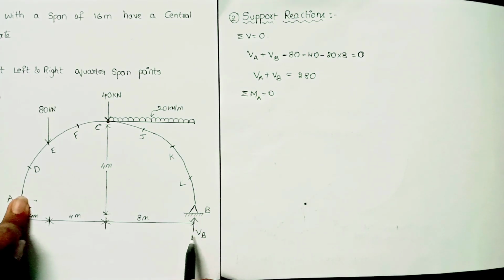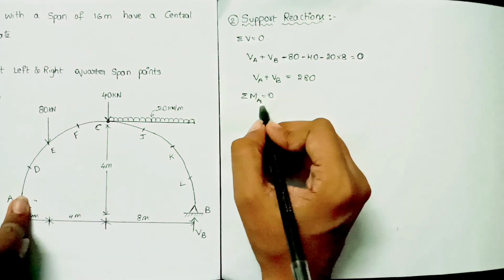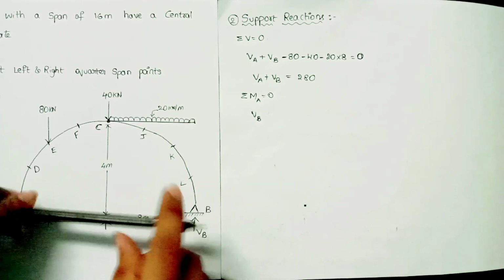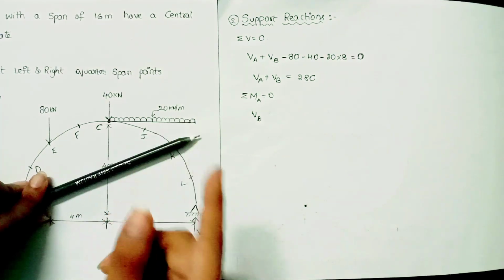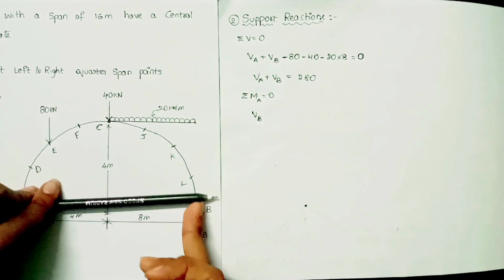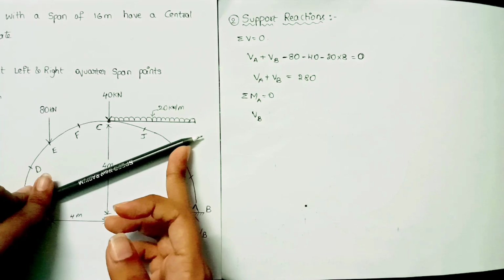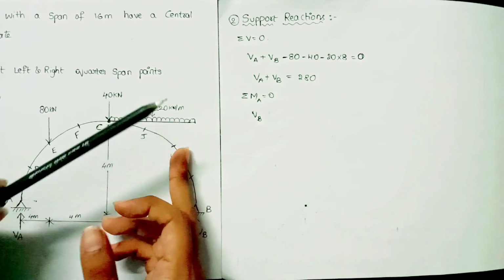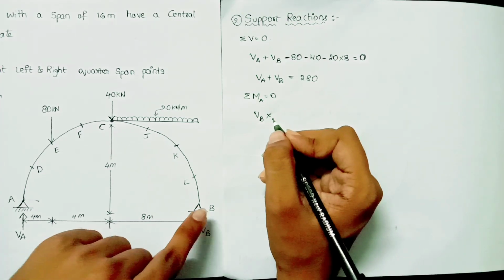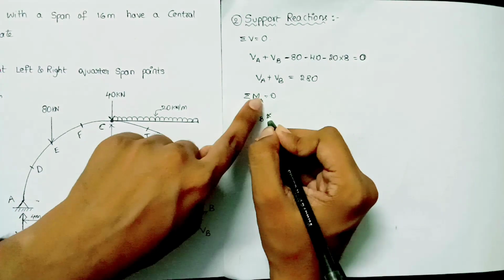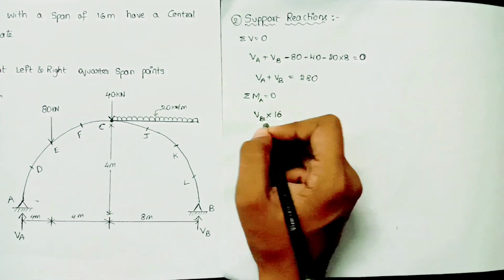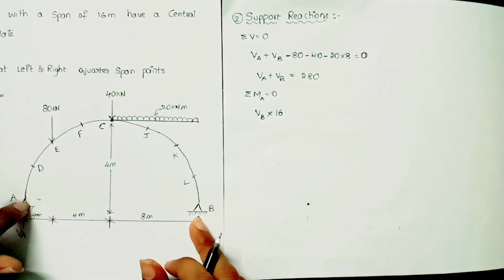So this is one force, the reaction VB, and it is going in upward direction. It is lifting the arch in upward direction, that means sagging moment, so positive. Sagging is always positive. Then the perpendicular distance from the reaction to the point I have taken, that means A, is the total span, 16 meters. So VB into 16. This reaction is completed.